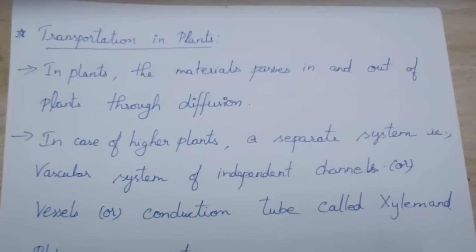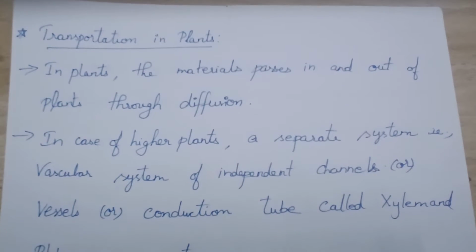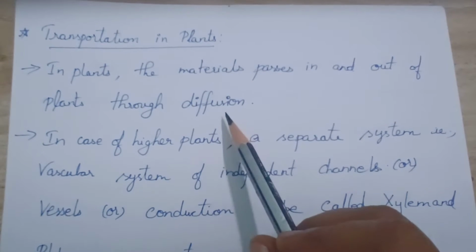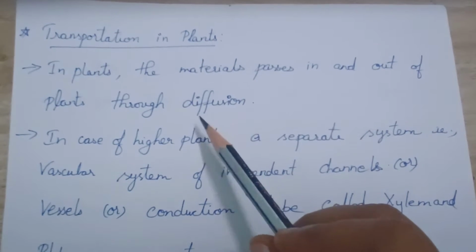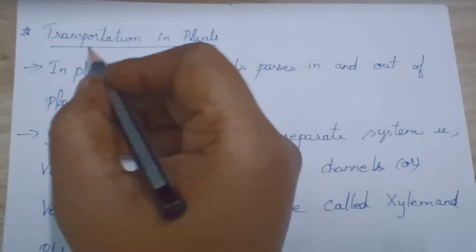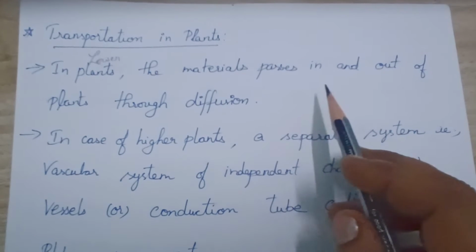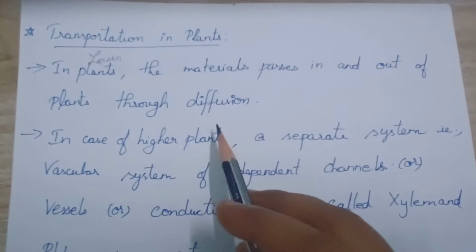That is, exchange of materials, everything, gas, liquid, water, minerals, everything takes place through the diffusion process. That is enough. In the case of lower plants, the material passes in and out of the plants through diffusion.